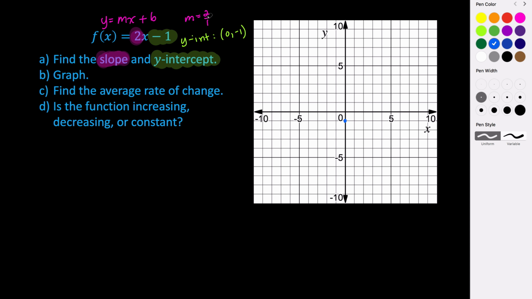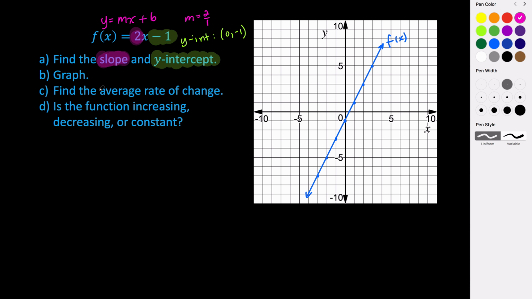And then we use our slope of 2 to go up 2, right 1, up 2, right 1, up 2, right 1. Or we could use down 2, left 1, because those are both negative, and a negative divided by a negative is going to be a positive value. So we could plot all of those points and then just draw our line. So we have our straight line here. This is the graph of f of x. So there's our function there.